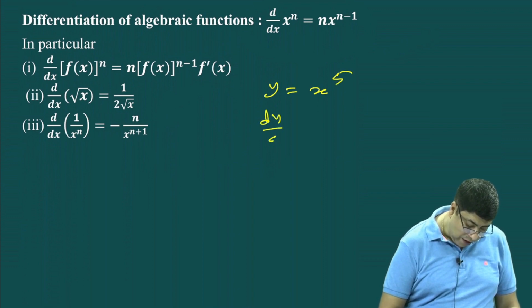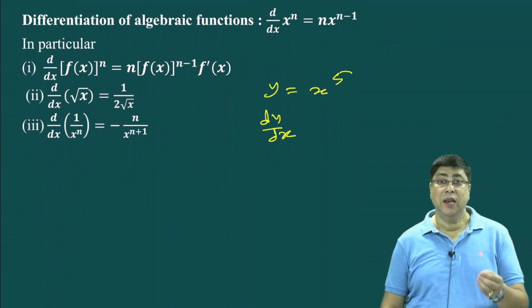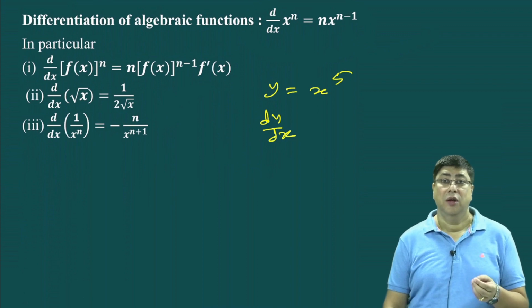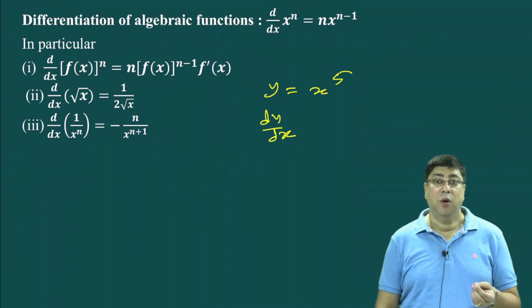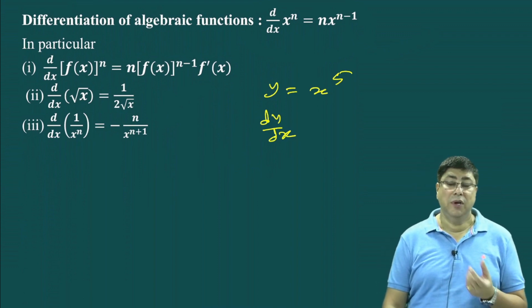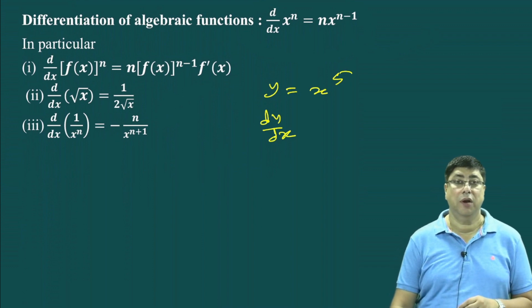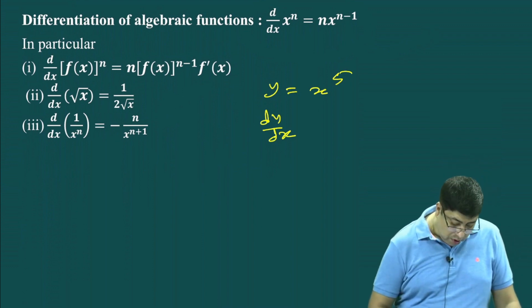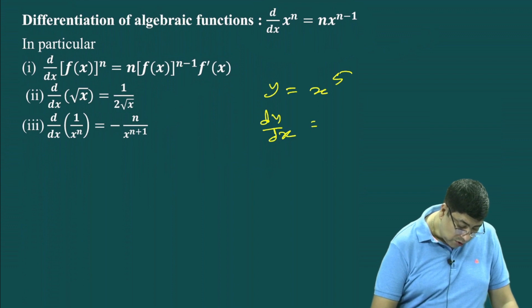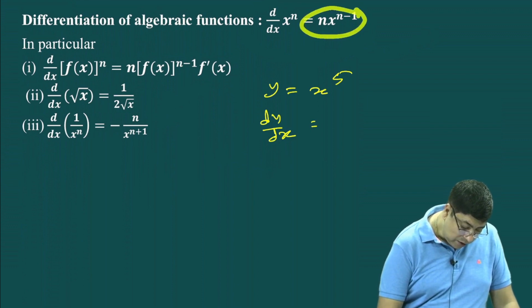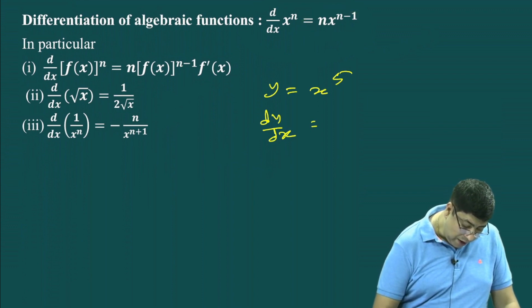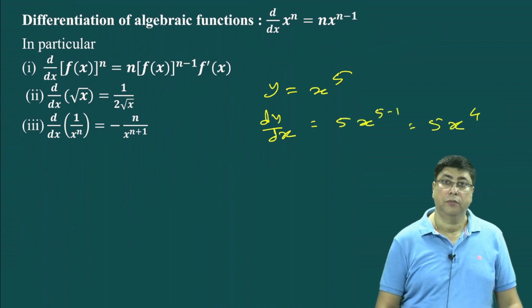So if we apply d/dx on both sides, once again I am telling you, differentiation is the rate of change operator. Plus is an operator, minus is an operator, multiplication is an operator, division is an operator, differentiation is also an operator. So if we apply d/dx, the x to the power n formula gives n x to the power n minus 1, therefore we can write this as 5x to the power 5 minus 1, equal to 5x to the power 4.